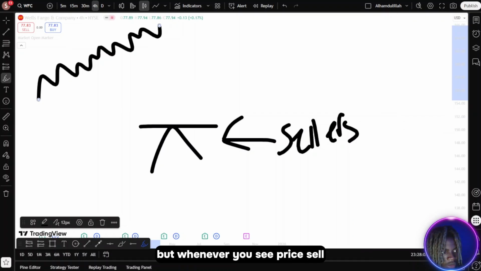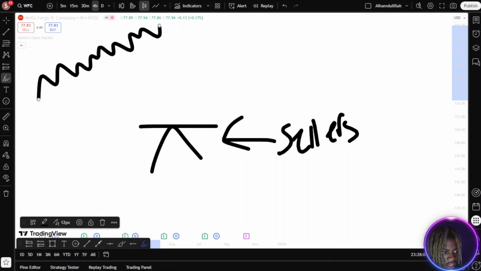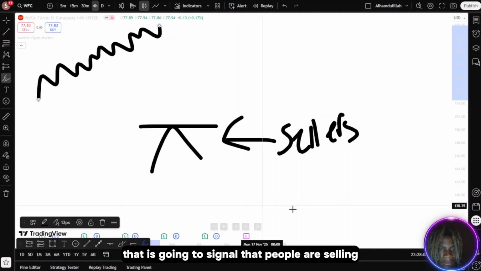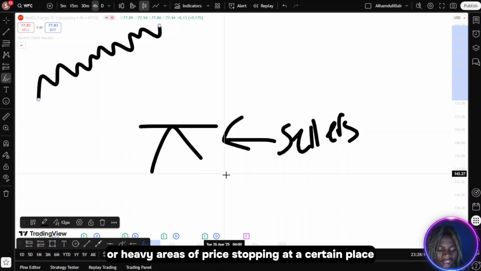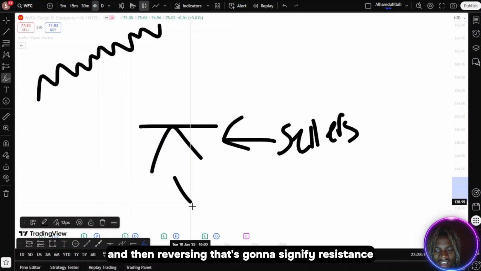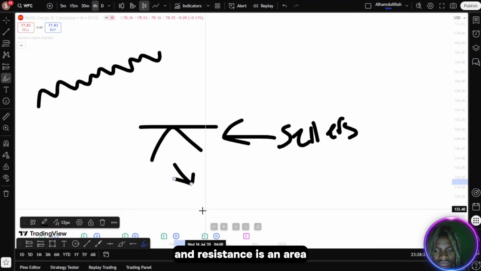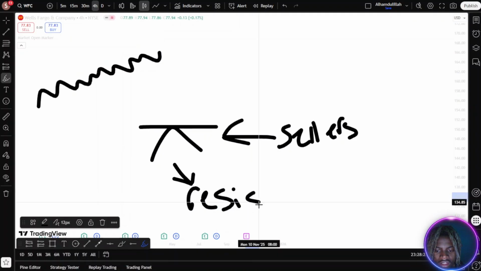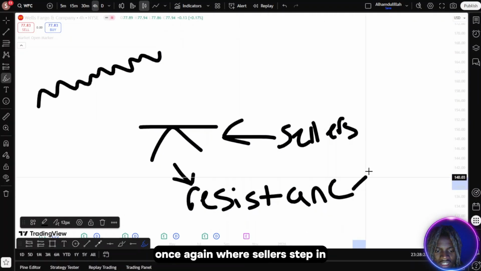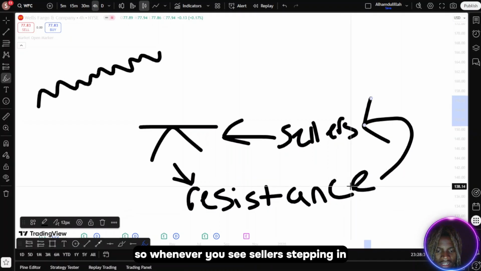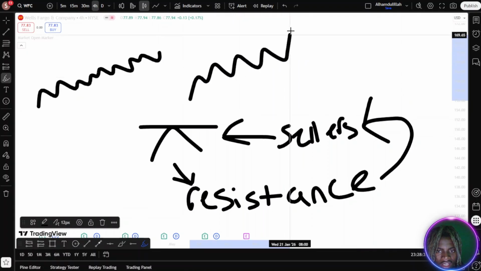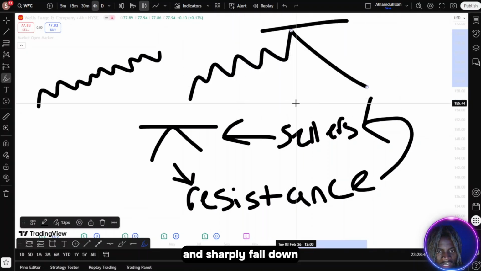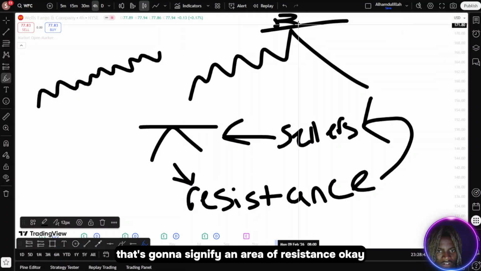But whenever you see price sell, that is going to signal that people are selling. And when you see upside down V's or heavy areas of price stopping at a certain place and then reversing, that's going to signify resistance. Resistance is an area, once again, where sellers step in. So if price is going in an upwards direction, you see it stop at a certain place and sharply fall down, that's going to signify an area of resistance.